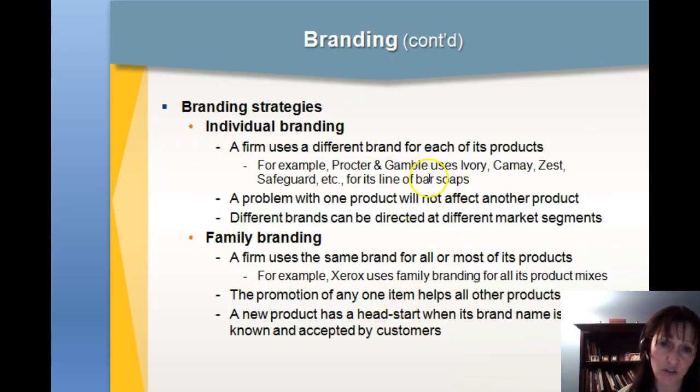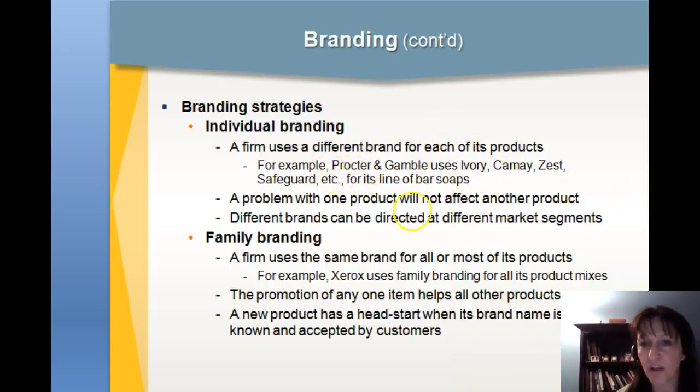When we talk about branding strategies, the two general approaches are either individual branding or family branding. Individual branding is using a different brand for each of its products. I mentioned before Procter and Gamble soaps, and I couldn't remember what the other ones were, but Ivory, Camay, Zest, Safeguard are all owned by Procter and Gamble.